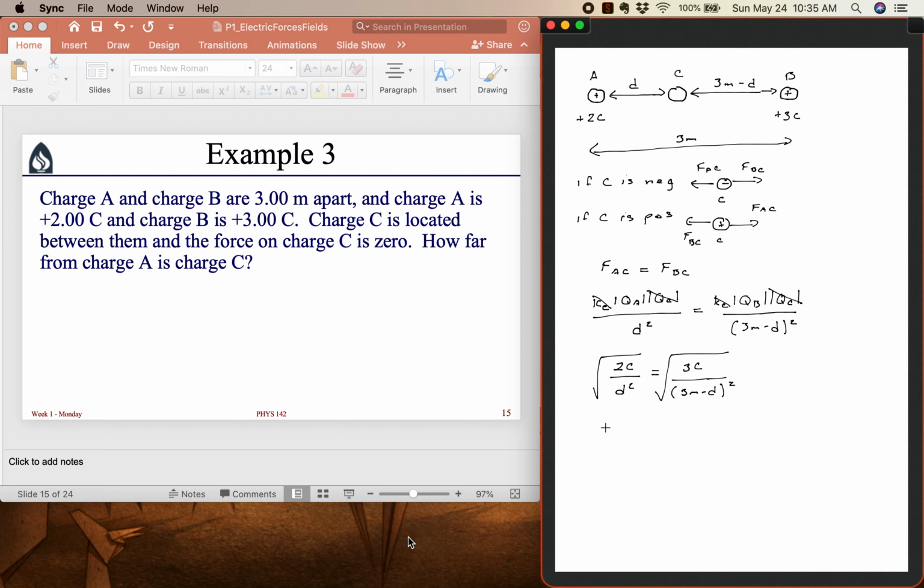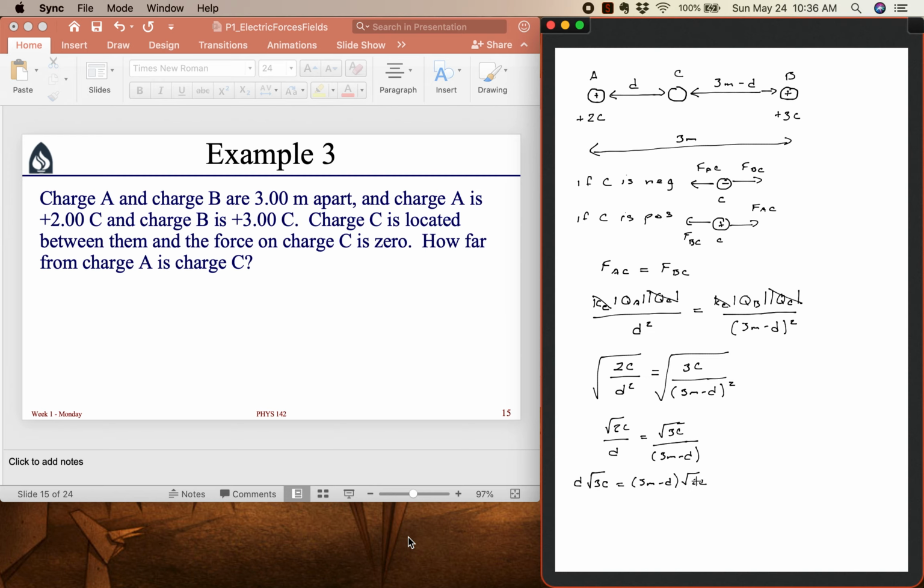So if I do this, I get the square root of 2 coulombs, and then the square root of d squared is just d, and that's going to be equal to the square root of 3 coulombs divided by 3 meters minus d. So now I won't get a quadratic equation from this one. Next, I'll cross multiply, and if I do that, I get d times the square root of 3 coulombs is equal to 3 meters minus d times the square root of 2 coulombs.